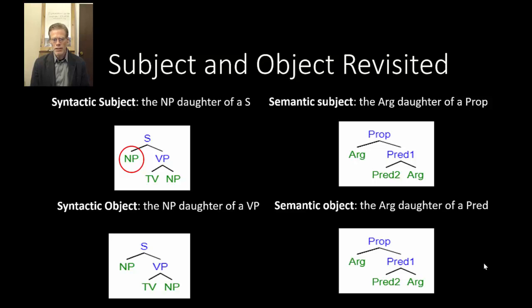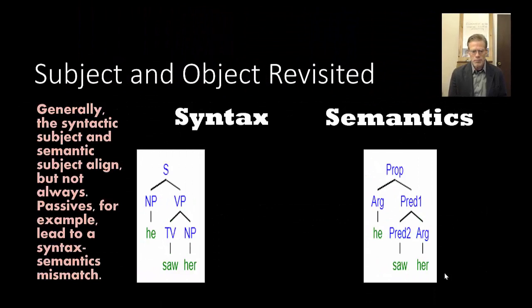We can similarly define a semantic subject. A semantic subject is the argument daughter of a proposition. Syntactic object is the NP daughter of a VP. And the semantic object is the argument daughter of a predicate. Okay, so now we see some really close alignment.